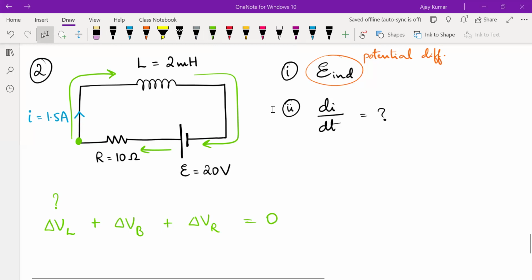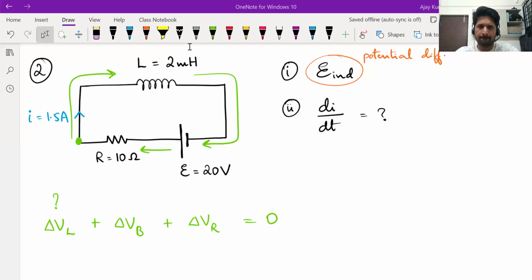Yeah, one of you unmuted. If you want to give the answer, you can. Sir, I'm not sure, but I got 1/4 into 10 to the power of minus 3. 1/4 into 10 power minus 3. Are you telling the potential difference or are you telling the di by dt value? Di by dt value. How much is the potential difference? From that only you will get di by dt.